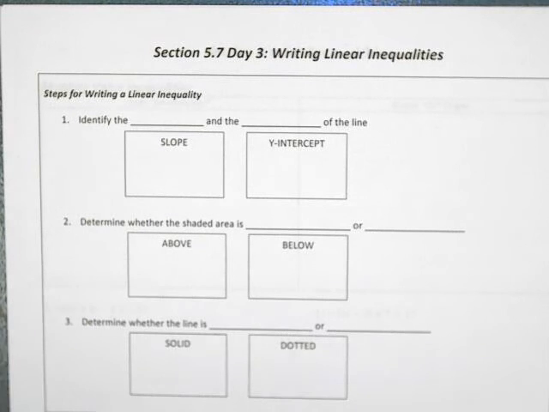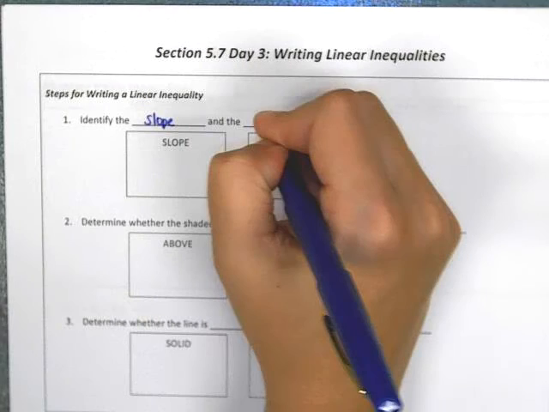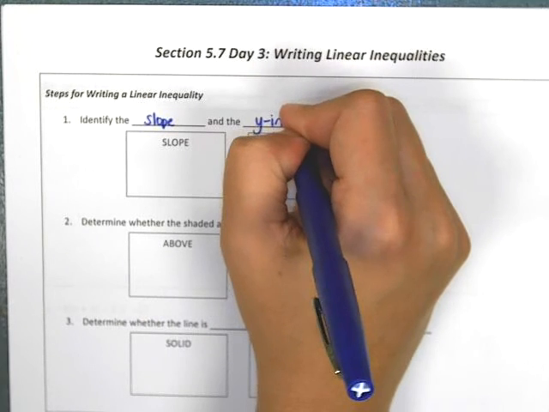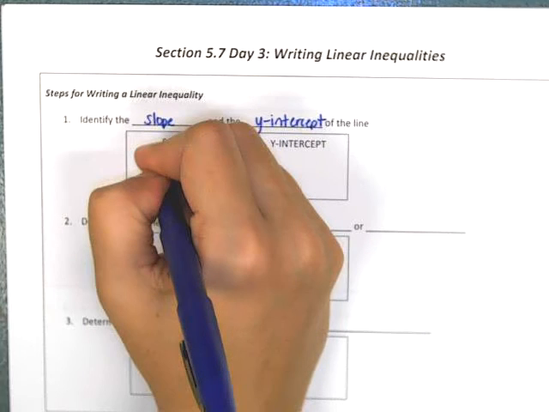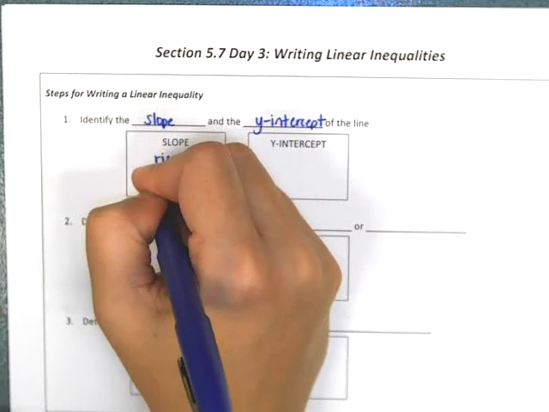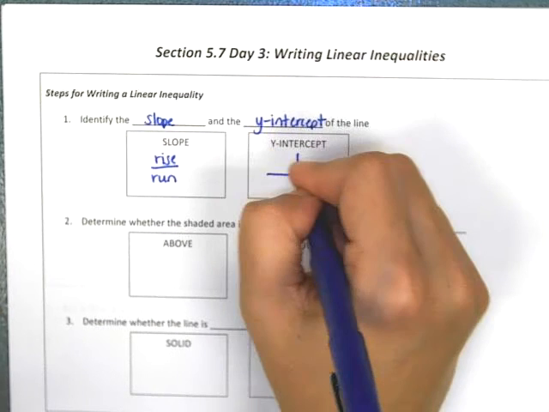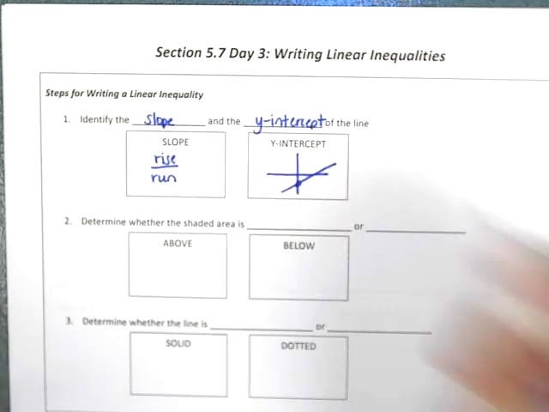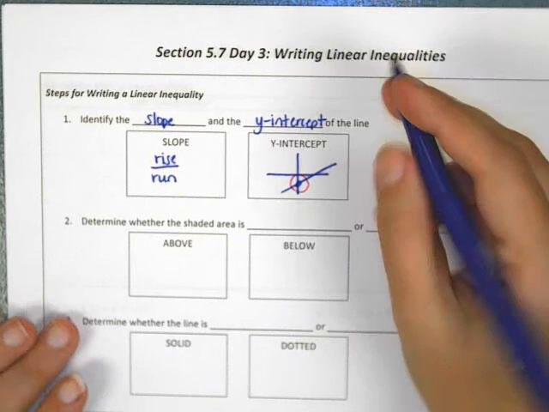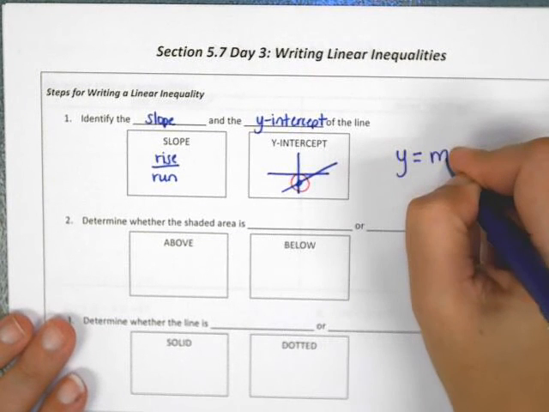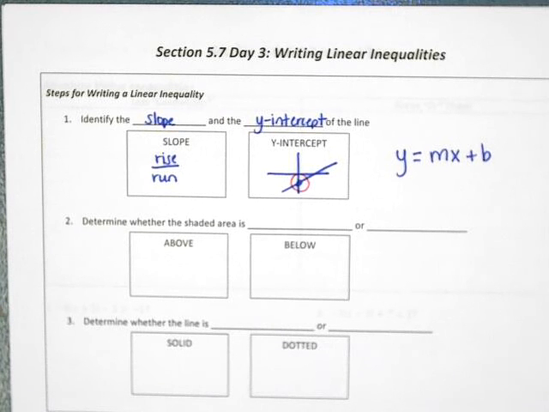First, we're going to identify the slope and the y-intercept of the line. Now the slope is always going to be rise over run. And the y-intercept is going to be wherever the line crosses the y-axis. Together, we're going to put those and make y equals mx plus b, slope-intercept form.